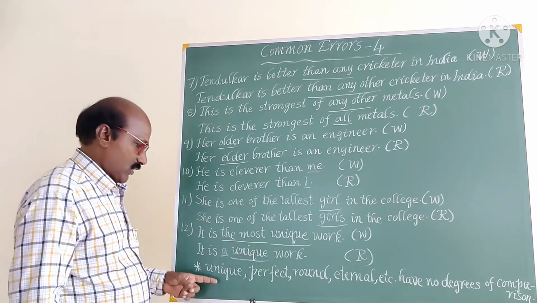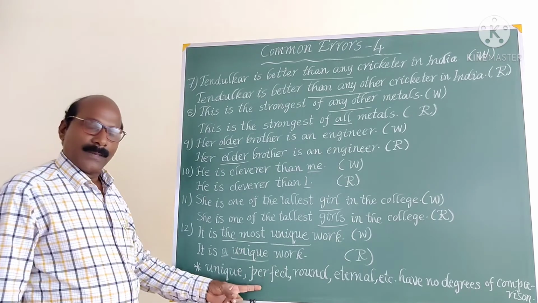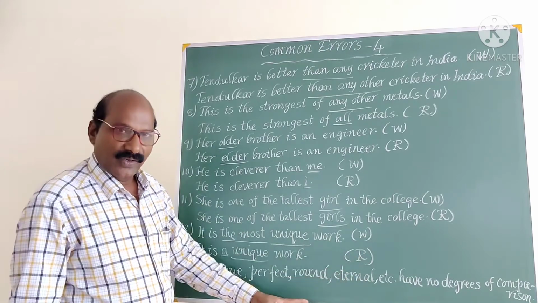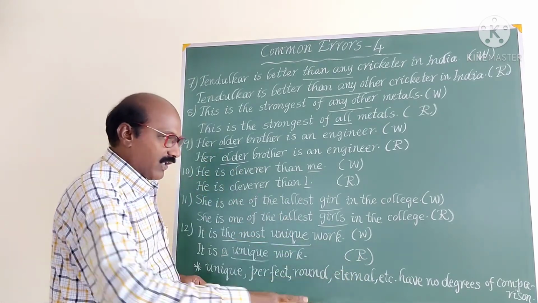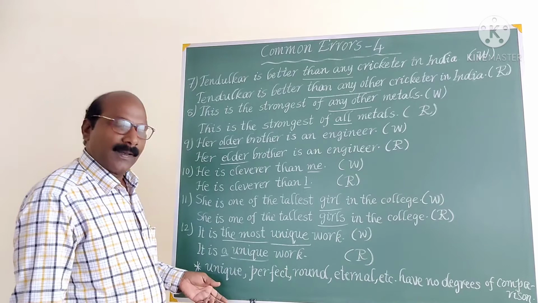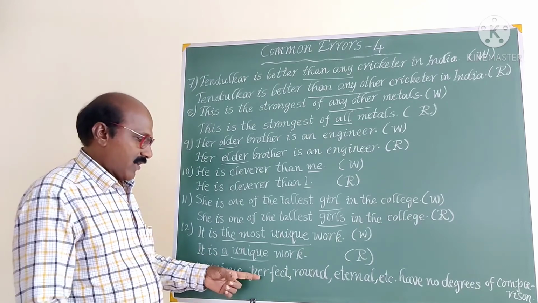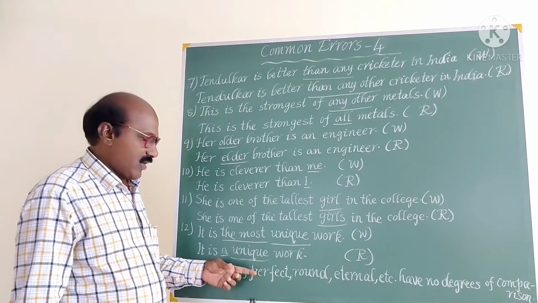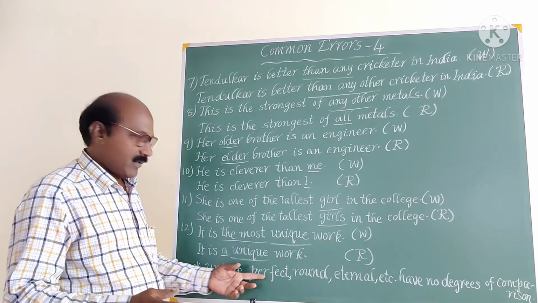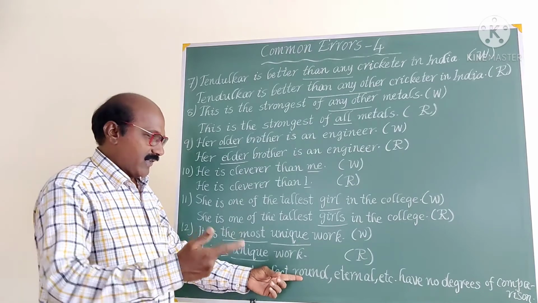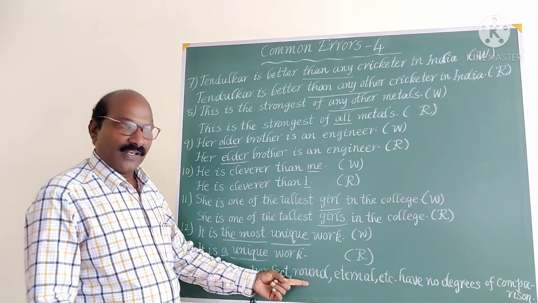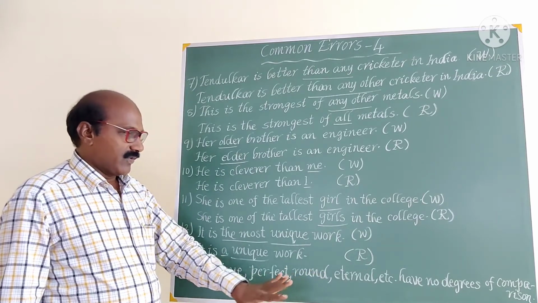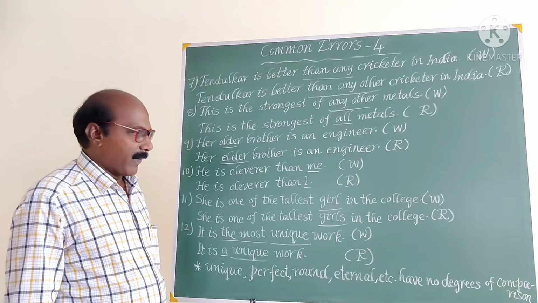Unique, perfect, round, eternal, etc. Such words should not have any degrees of comparison. We should not say he is the most perfect boy. Wrong expression. He is a perfect boy. Similarly, we should not say it is the most round one. We should say it is a round one. Such adjectives have no degrees of comparison.